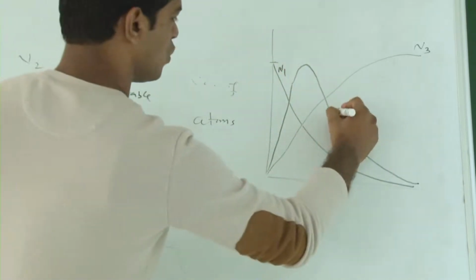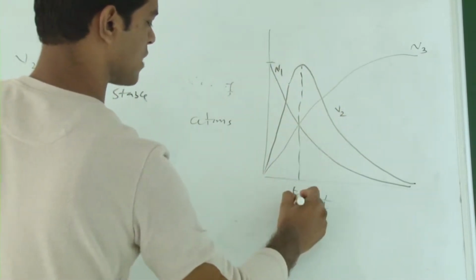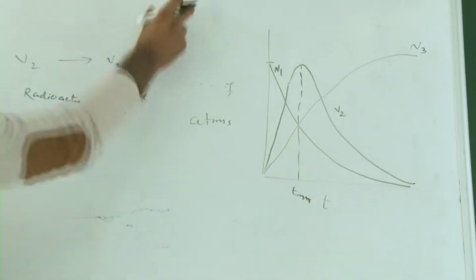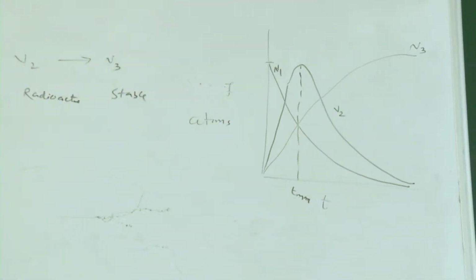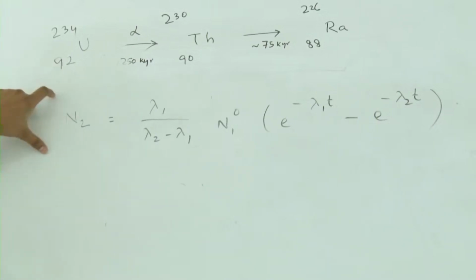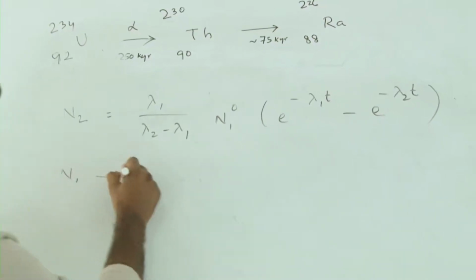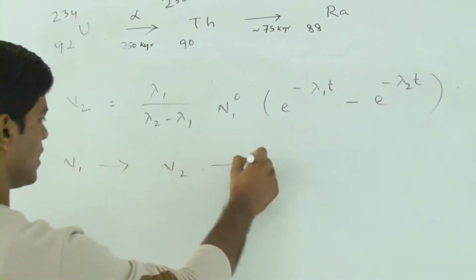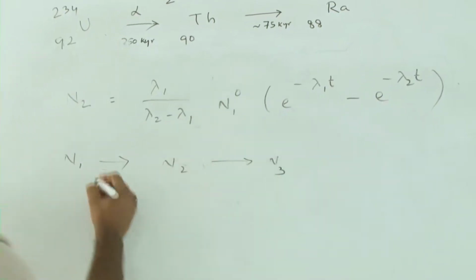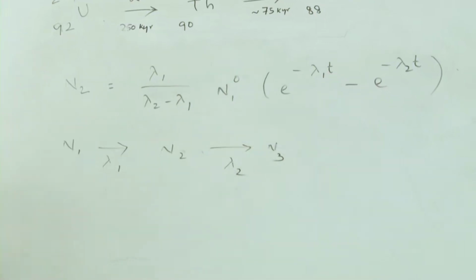So, this is N2 and this is the time when the T max will happen, and the expression for T max is given here, right. This is the expression we got for N2 at any given point of time, where we have been discussing that N1 decays to N2, decays to N3 with decay constants of lambda 1 and lambda 2.